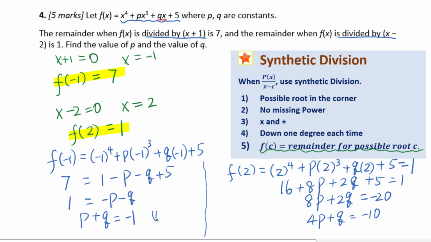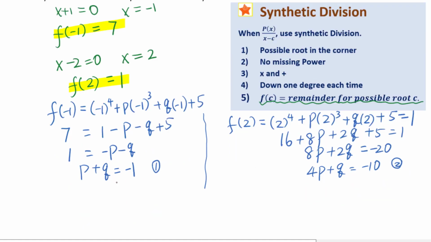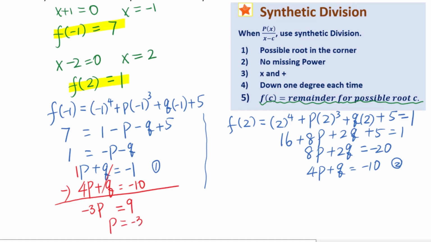This is the first equation. This is the second equation. So we put this together: p plus q equals negative 1, 4p plus q equals negative 10. We subtract. 1 minus 4 is negative 3p. The q cancels. Equals negative 1 minus negative 10, which is negative 1 plus 10 is 9. So p equals negative 3.